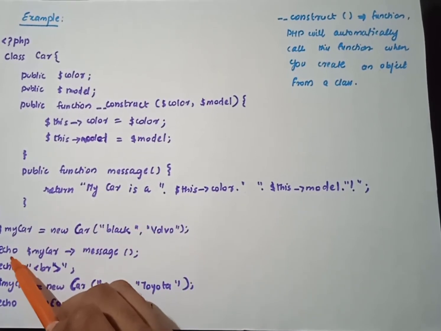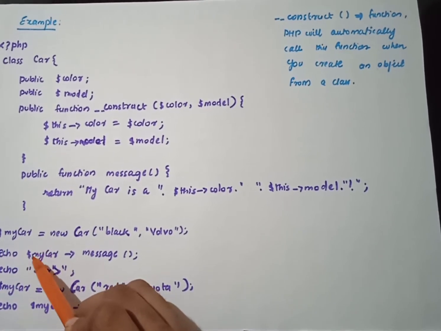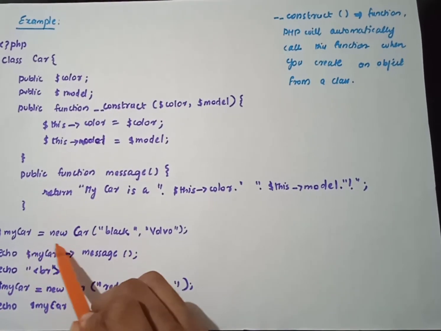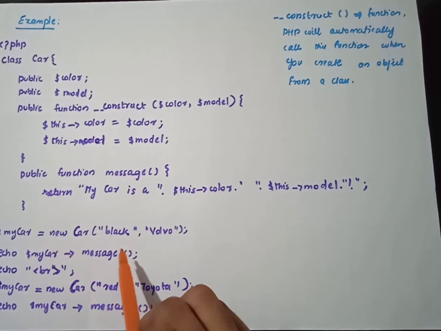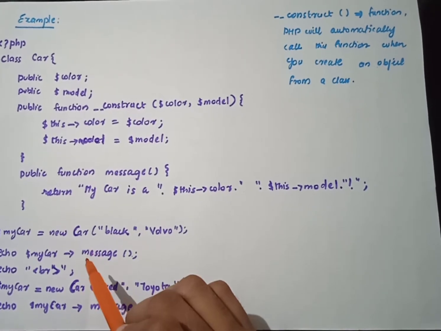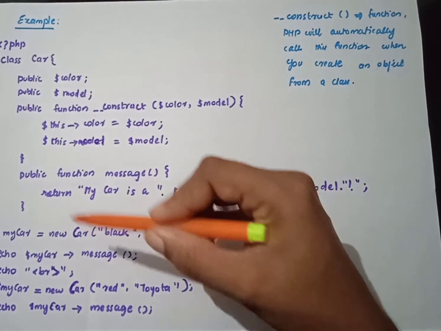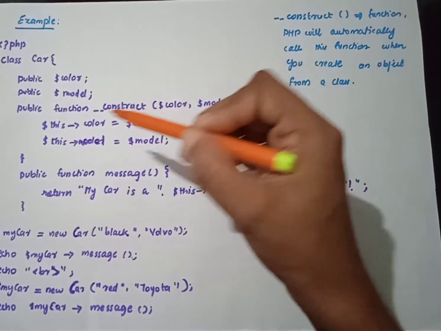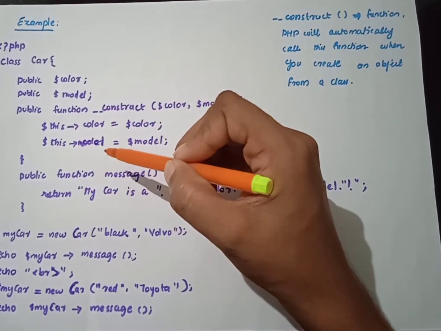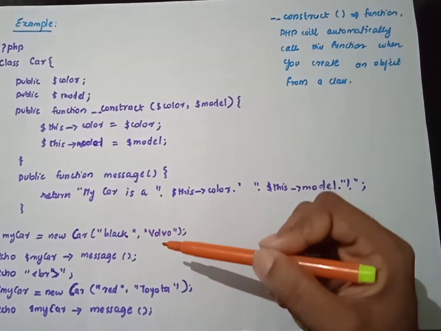Then you are going to output that or print that. So echo is the function here, and you can see echo my car message. That means it will send the my car variable to the message in that car class. Okay, so what will happen, you will get a message like this: my car is black, it will automatically go to color, and then it will eventually go to this color also. Model will automatically go to this model too. So you'll get a message like this: my car is a black Volvo.